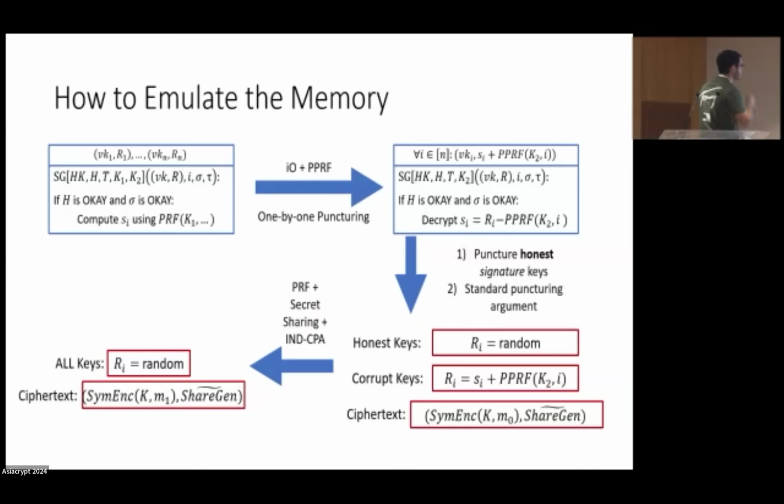We can do the last step in which we switch all the remaining corrupt keys to random, and we use the secret sharing security, and we can switch also the message of the ciphertext to the other message using the IND-CPA security. So that's the end of my talk. I'm ready to take questions.